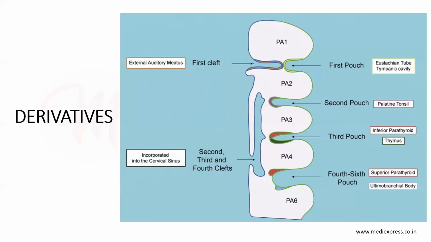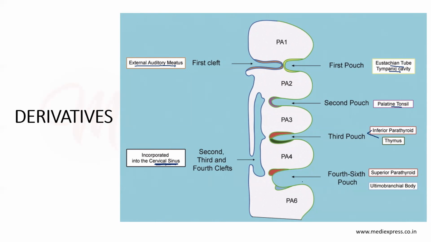The derivative of the first cleft is the external auditory meatus. The second, third, and fourth clefts together are incorporated into the cervical sinus. Remember, from the first cleft we have the external auditory meatus, and from the second, third, and fourth clefts we have the cervical sinus formation. The first pouch is very important: we have the eustachian tube as well as the tympanic cavity. The second pouch gives the palatine tonsil. From the third pouch, we have the inferior parathyroid as well as the thymus gland.